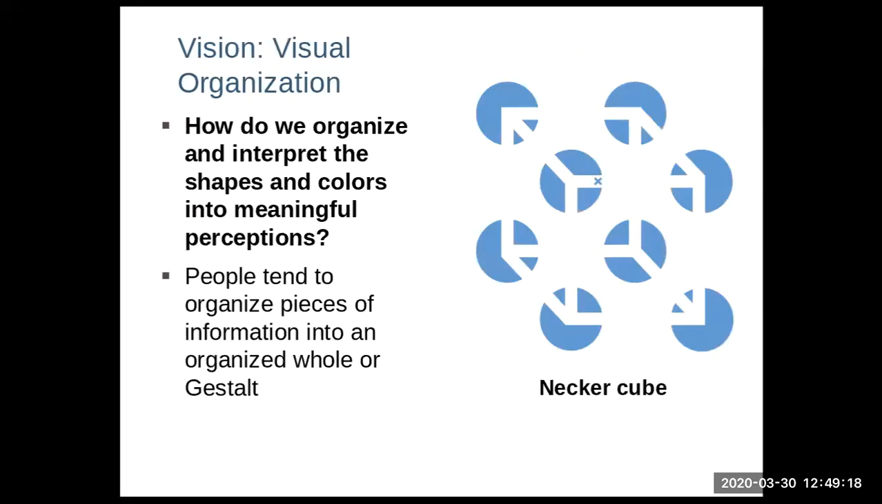So how do we organize shapes into colors and meaningful perceptions? Well, our brain tends to fill in the blanks. Here we see a bunch of circles that are incomplete because there's some parts of them that are missing. But if we were to concentrate on that little X, right, in the second row of circles from the top on the left, there's a little X.